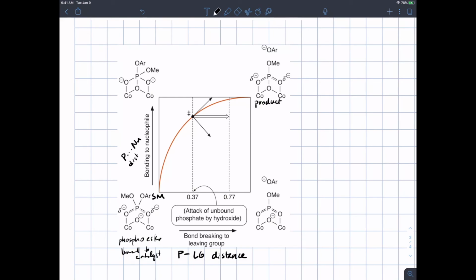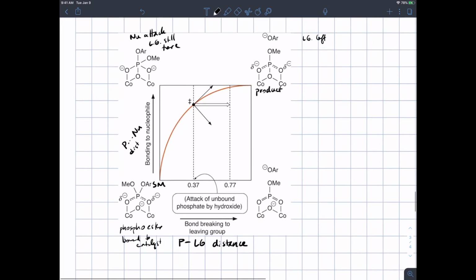The product is where the leaving group has left, and you now have the hydrolyzed phosphate group still attached to the catalyst. In the upper left-hand corner, you have nucleophile attack, but the leaving group is still there. In contrast, in the lower right-hand corner, you have the leaving group gone, but the nucleophile has not attacked yet.